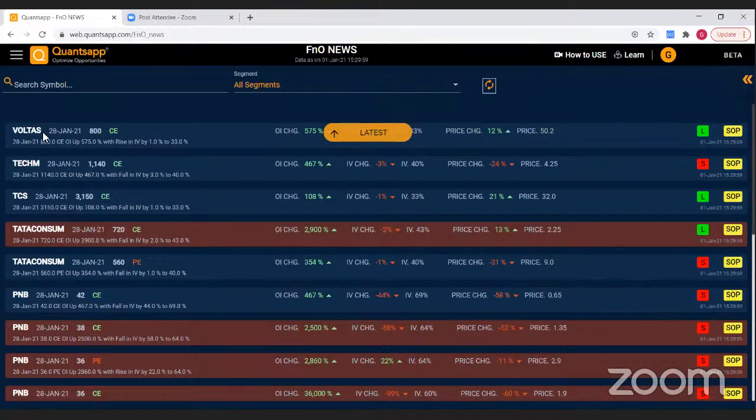If I'm looking at Voltas, I can see the 20th January expiry, 800 call option. On the call option, a long build-up is going on. I can see the increase in open interest is nearly 600%, 575%, and the price change is not much, but you can see the spike in the OI that came on this particular strike. In the 800 call option, you can see the OI has increased.